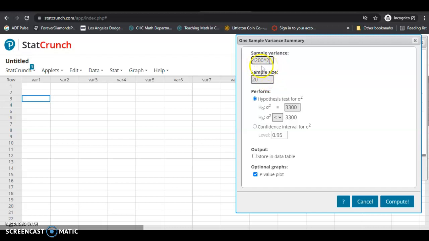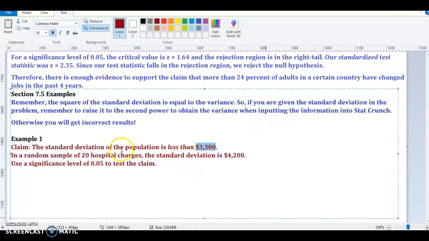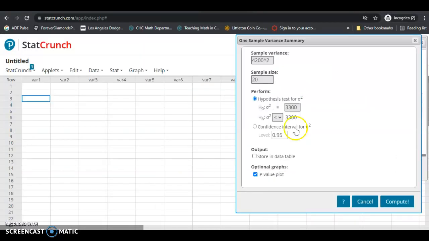So 4,200 squared would be the sample variance. Likewise here, instead of typing in 3,300, which was the hypothesized population standard deviation, we're going to type in 3,300 to the second power. So Shift 6, and then followed by the 2. That's the population variance. So let's recompute the results.